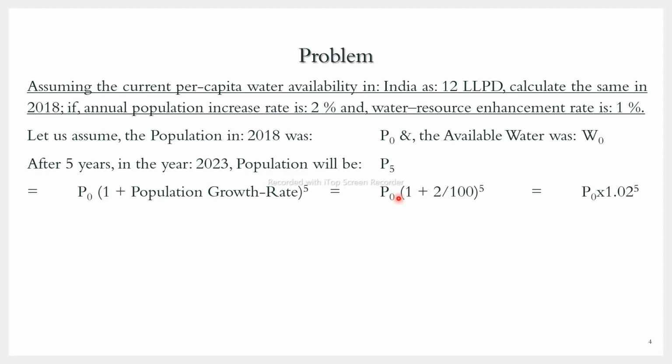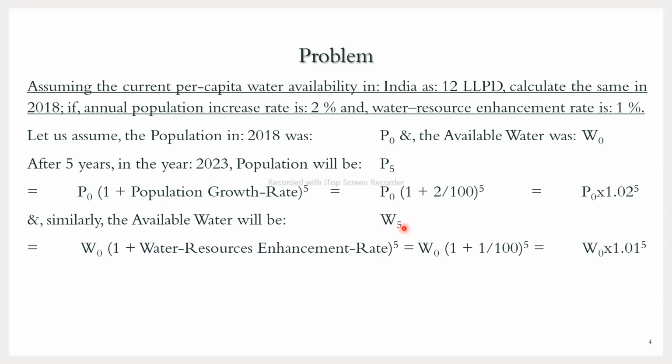Okay. So the population growth rate, as we expressed earlier, is 2%. So we have done it this way: P5 = P0 × (1 + 2/100)^5, putting 2/100 in place of the population growth rate, which equals P0 × 1.02^5. Now again, similarly, let us assume the available water in 2023, the current situation, will be W5.